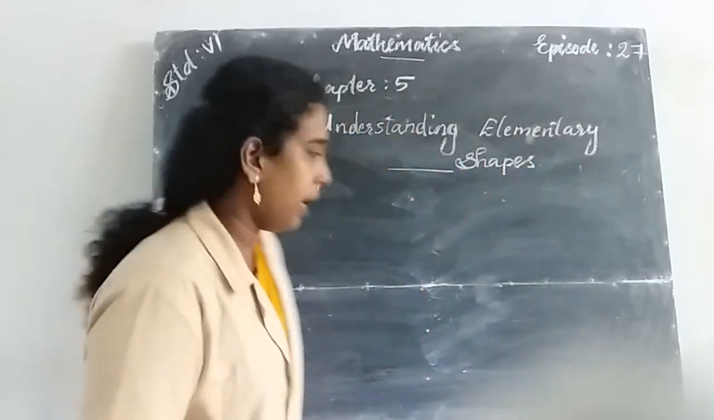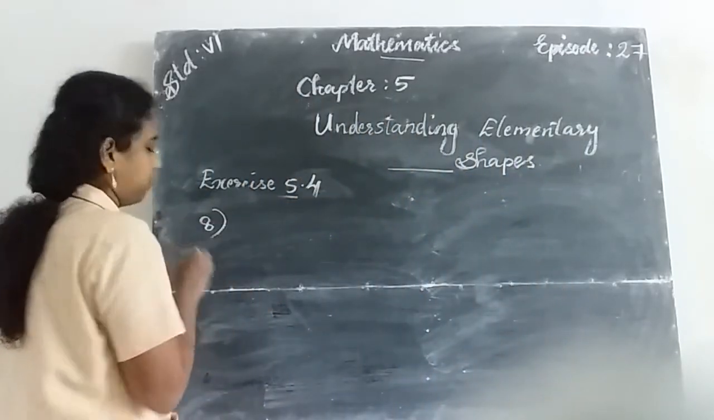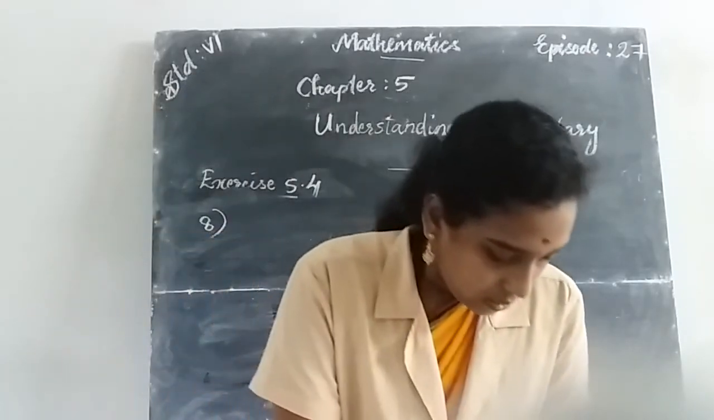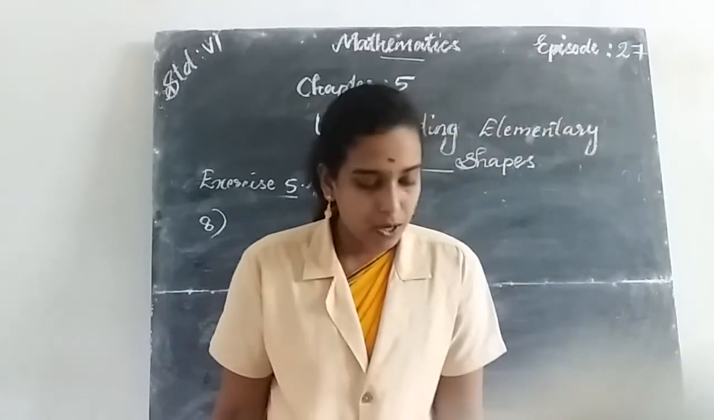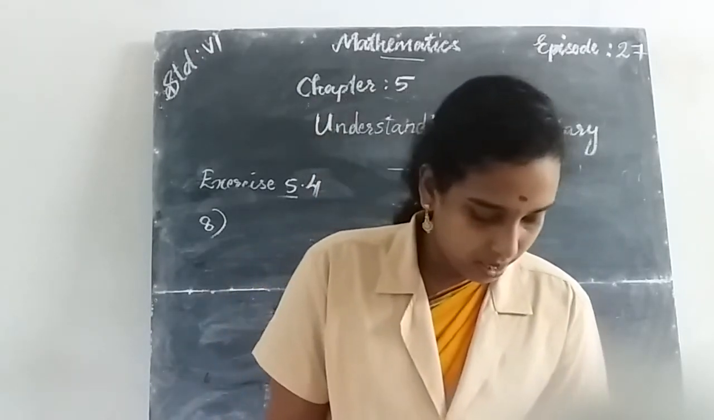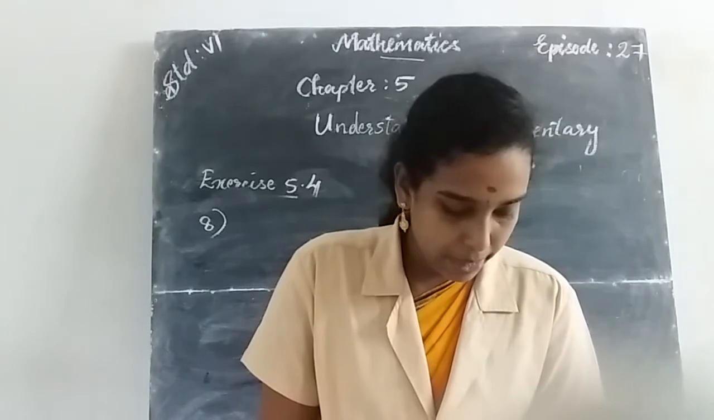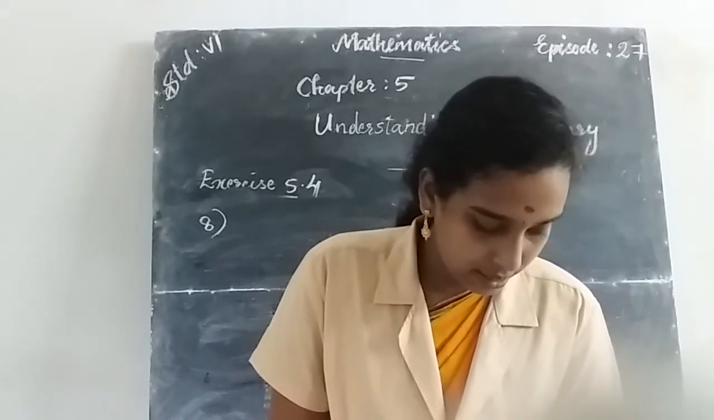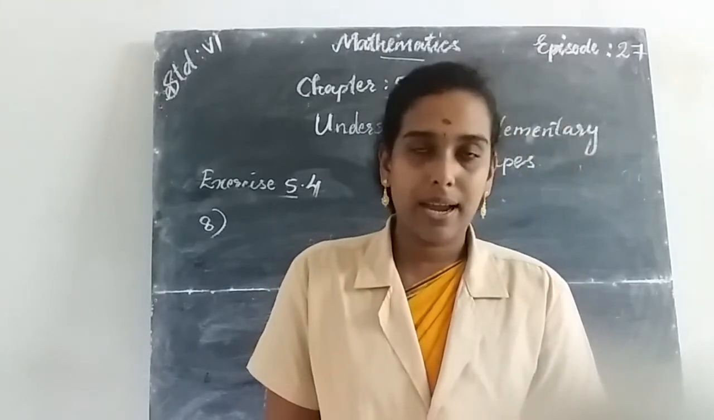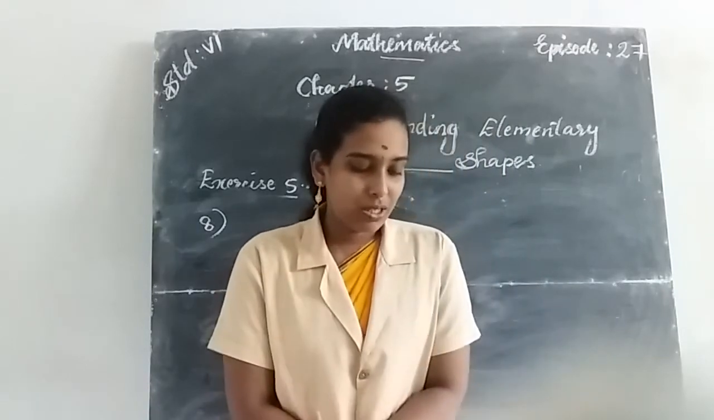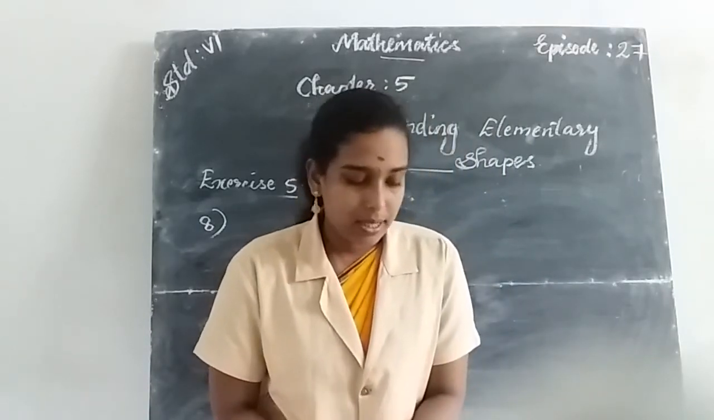Here, question number 8. The question is, find the measures of the angles shown in each figure. First estimate with your eyes, and then find the actual measures with a protractor. First we estimate the angle with our eyes. Just look at the figure.